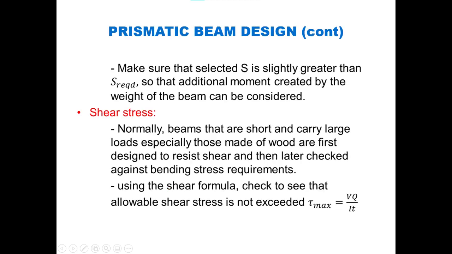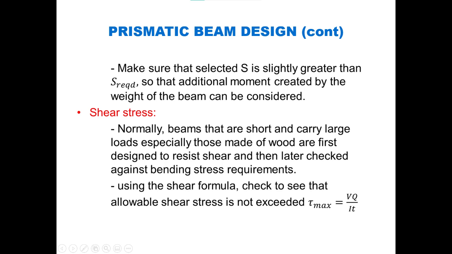Prismatic beam design. Make sure that S is slightly greater than S required. As usual, the factor of safety applies here, and the required should be more than the selected, right? The member should be good enough, or the member should have more section value than the design one, so that the bending moment created by the weight of the beam can be considered.